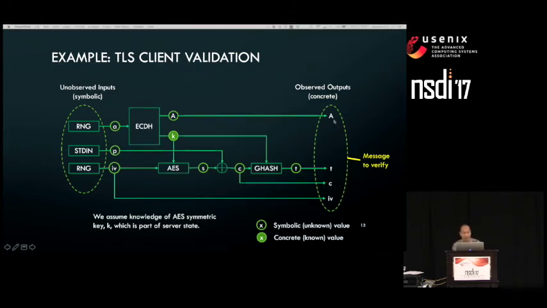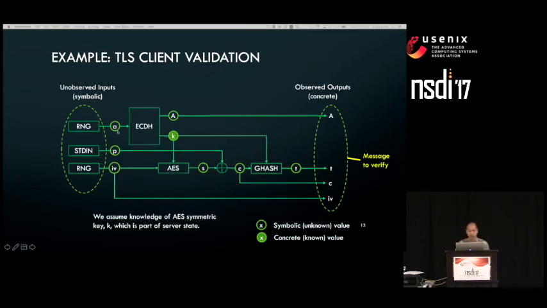So we've got capital A, T, C, and IV. So we've got kind of an elliptic curve Diffie-Hellman output. We've got a tag, we've got a ciphertext, we've got an initialization vector. The circuit kind of represents the program that we think the client's running. And there are unobserved inputs to that program. So these are the symbolic inputs on the left.